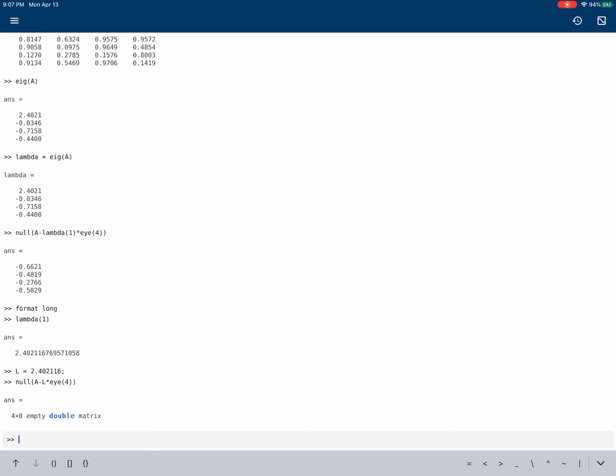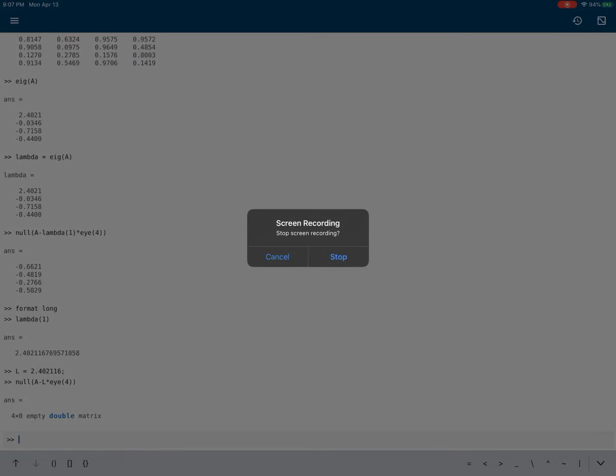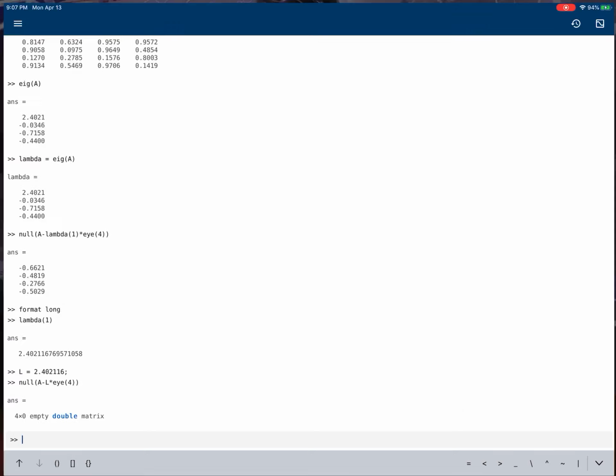So if we are off, even by a tiny amount here, we're off by less than 10 to the minus 7, or less than 10 to the minus 6, this is going to be a problem for us if we can't get a good approximation, or if our null space algorithm is not up to snuff.